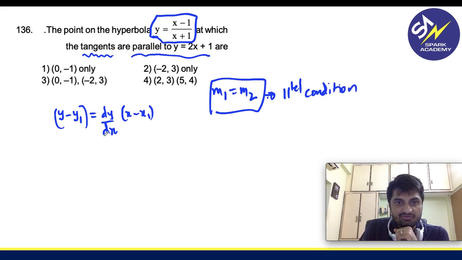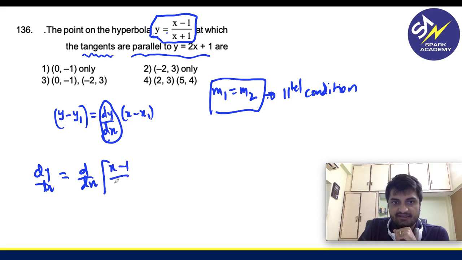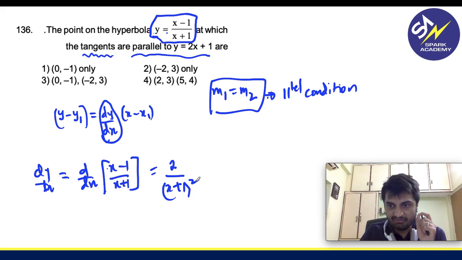Now how do I find out slope of the tangent? So this slope dy by dx, how do I write it? That I can write as d by dx of x minus 1 by x plus 1. This I can write as ad minus bc, right? I can use a trick. So this is 1 into 1 minus of 1 into 1, which is 2 by x plus 1 whole square. This is my slope of the tangent. Now what can be my common points actually? The point at which the tangents are parallel is what he's saying.